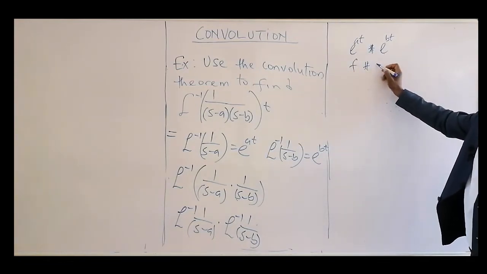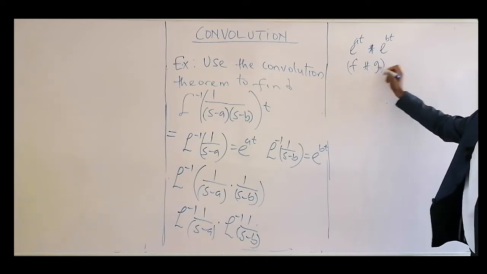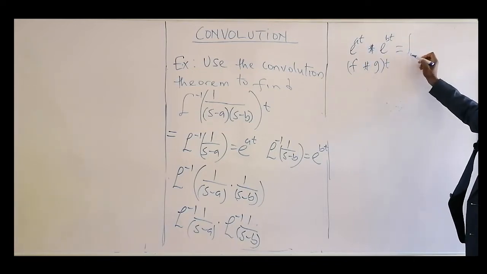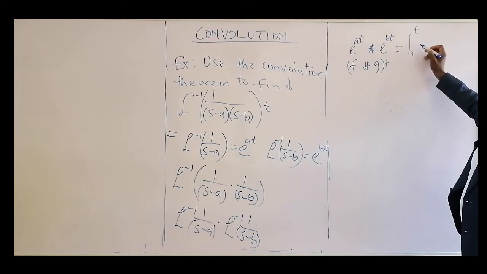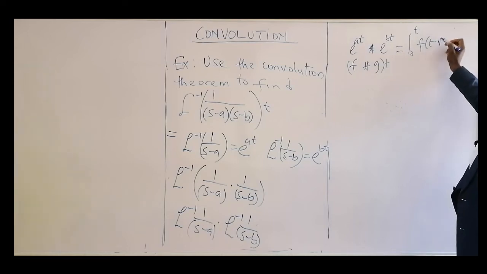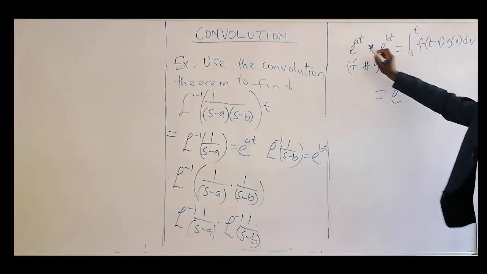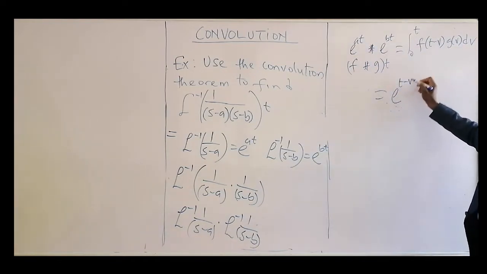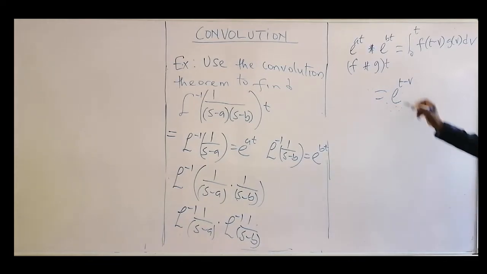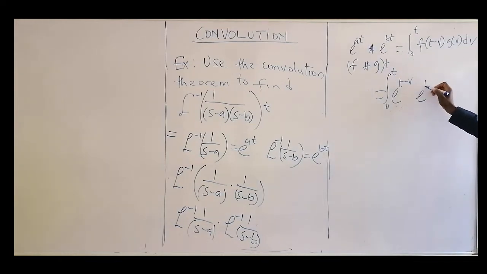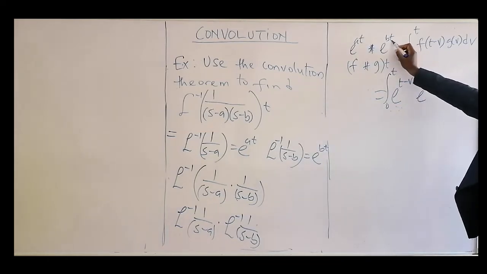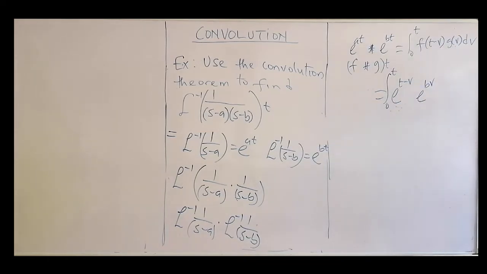So then you now have f star g, as a function of t, and the formula is the integral from 0 to t of f(t minus v) g(v) dv. So let's use the formula for this. Anywhere you see t, that would be t minus v, integral from 0 to t, followed by the second function, e^(bv), a function of v.